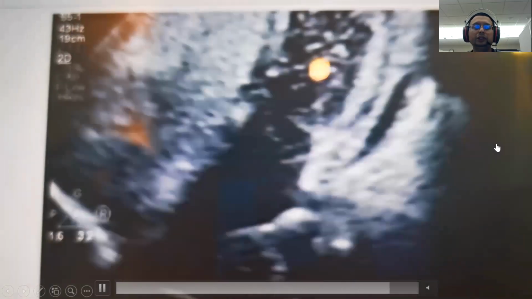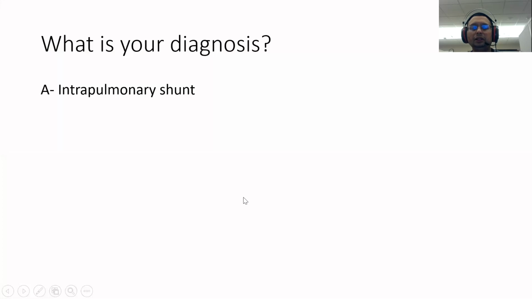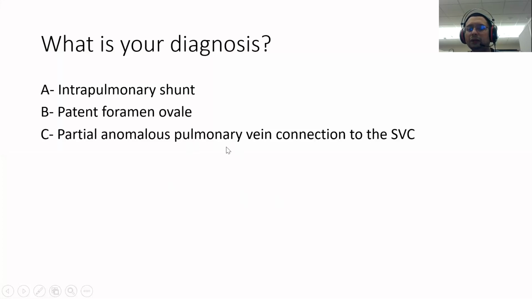All right. So is it intrapulmonary shunt? PFO, I told you it's not PFO. Partial anomalous pulmonary vein connection does not cause bubble to be going into the right side of the heart. So remember, if you have partial anomalous pulmonary vein, let's say you put in a bubble, the bubble still needs to go to the lung to reach that anomalous pulmonary vein. So the bubble will still be destroyed.